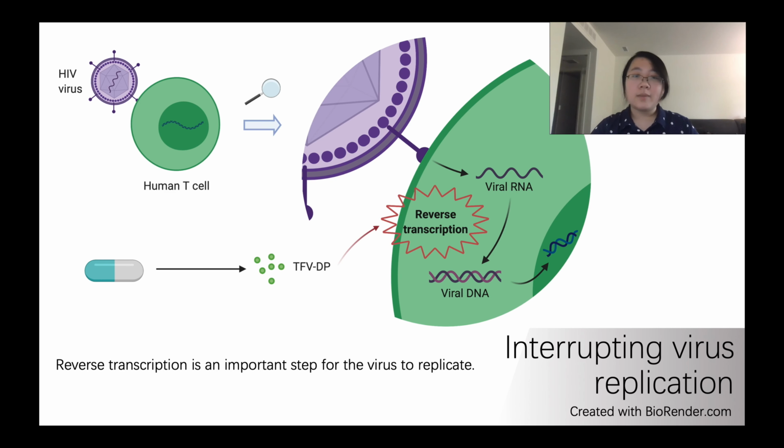PrEP drugs work by interrupting this important reverse transcription process so that the viral RNA eventually dies without reproducing the virus. The main ingredient of the drug forms a molecule called tenofovir diphosphate in human cells, which we will refer to as the drug molecule later, for simplicity.